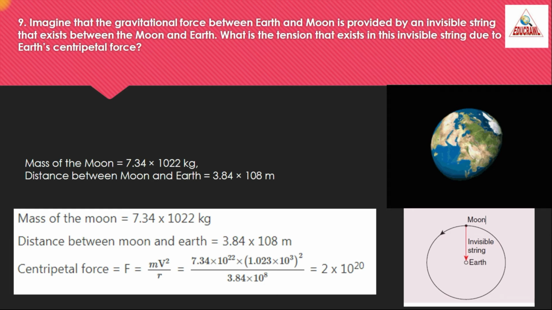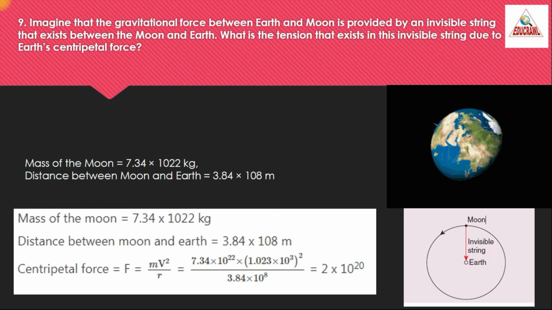The ninth problem. Imagine that the gravitational force between Earth and the Moon is provided by an invisible string that exists between the Moon and the Earth. What is the tension that exists in this invisible string due to Earth's centripetal force? So the given data is mass of the moon is 7.34 into 10 power 22 kilogram and the distance between the moon and the earth is 3.84 into 10 power 8 meter.